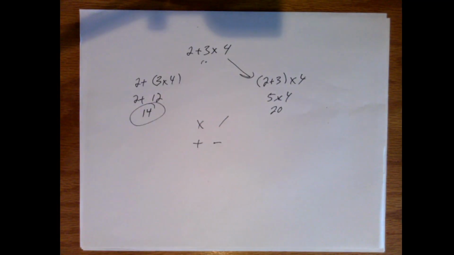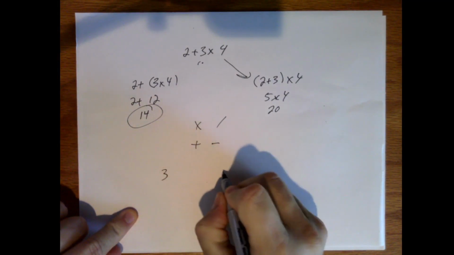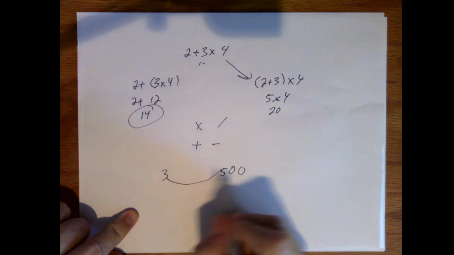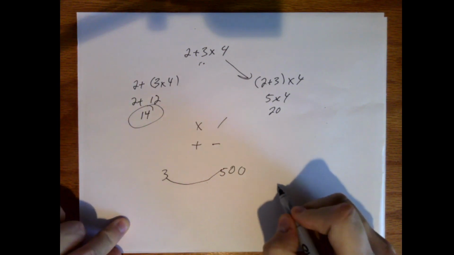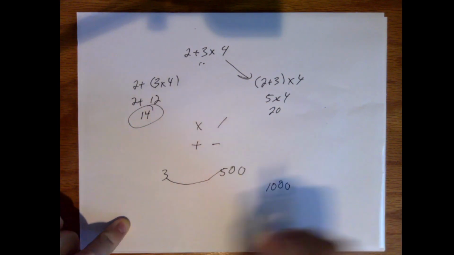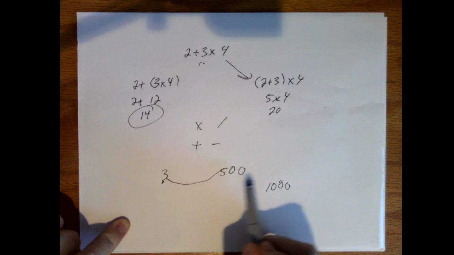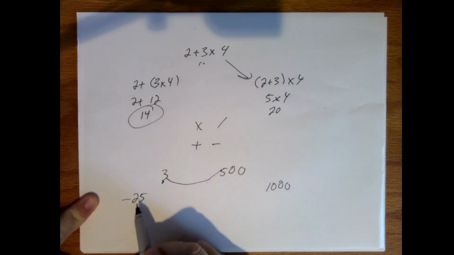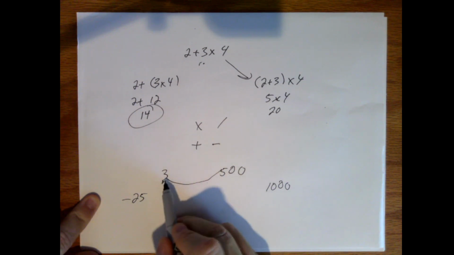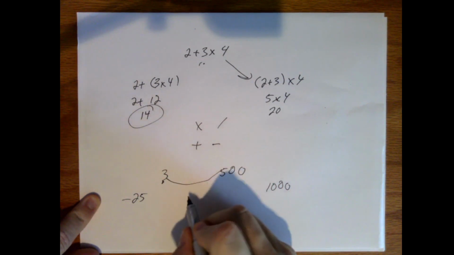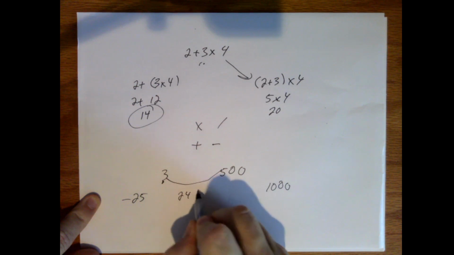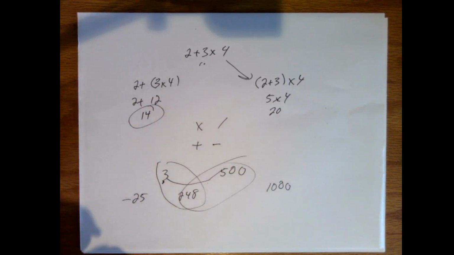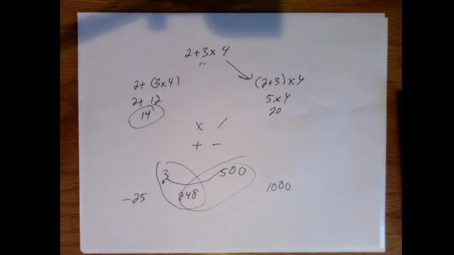So what I'm thinking about is this. So we have 3, we have 500. Anything in here is between these two. But if I have something over here that's greater than 3 but not less than 500, and this is less than 500 but not greater than 3. So something like 248 satisfies both questions. So I prefer to ask it as 2 questions.